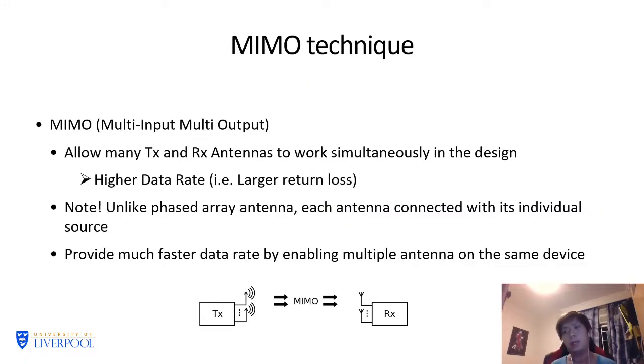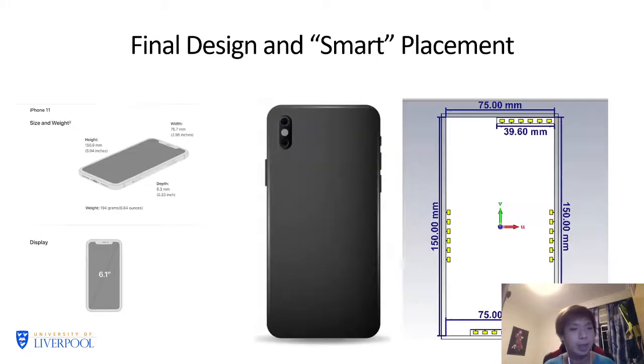So last but not least, we have the MIMO technique. The MIMO technique basically allows many transmitting or receiving antennas to work simultaneously in the design, and it comes with a high data rate. Unlike a typical phased array antenna, they are each connected with their individual source, providing a much faster data rate by enabling multiple antennas on the same device.